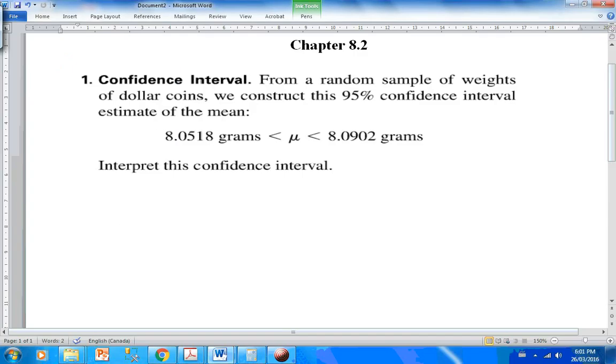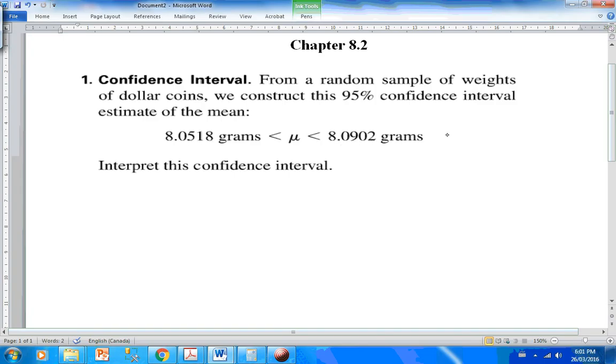Hello again everyone, this is question number 1 from textbook chapter 8.2. The question is asking us, from a random sample of weights of dollar coins, we constructed this 95% confidence interval estimate of the mean. So they're saying the population true mean is somewhere between 8.0518 grams through 8.0920 grams. Interpret this confidence interval.